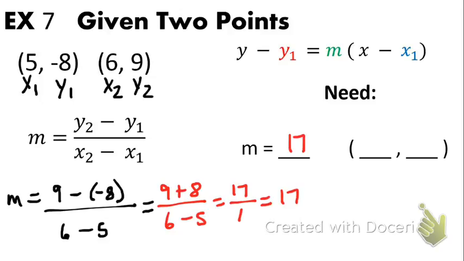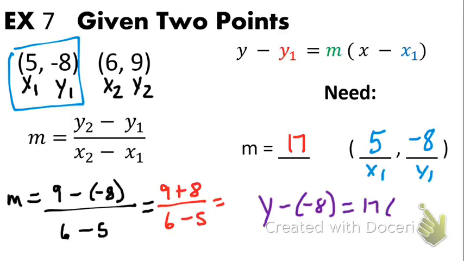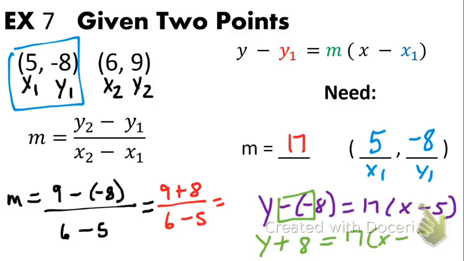So I'm just going to put 17. And again, pick the point, any point you want. But since we already labeled this one, x1 and y1, we'll use that. So this is 5 and negative 8. Again, this is x1, y1. So now we write our formula. y minus negative 8 equals 17, x minus 5. As stated before, this is not right there. So we're going to change that to a plus sign. And now we are finished.